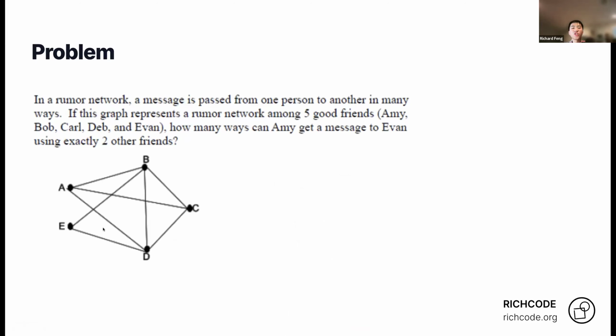Okay, next question. In a rumor network, a message is passed from one person to another in many ways. If this graph represents a rumor network among 5 good friends, A, B, C, D, E, how many ways can Amy get a message to Evan using exactly 2 other friends?